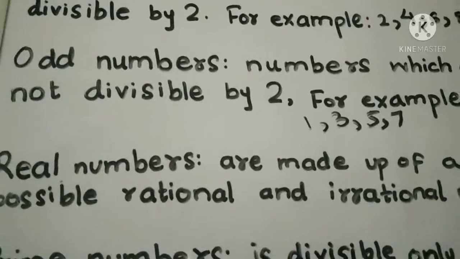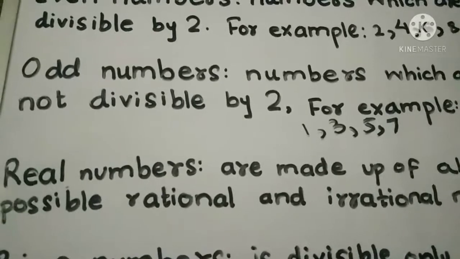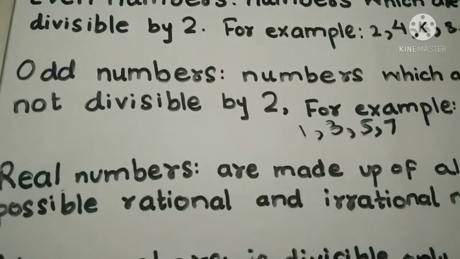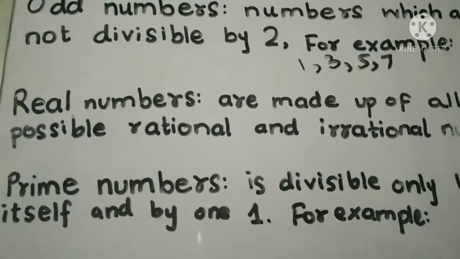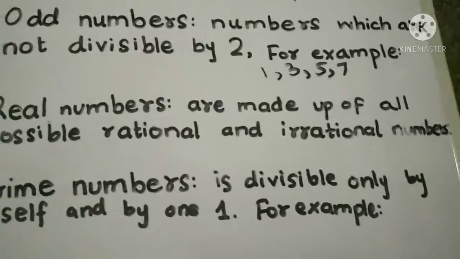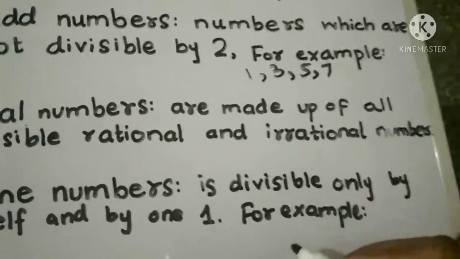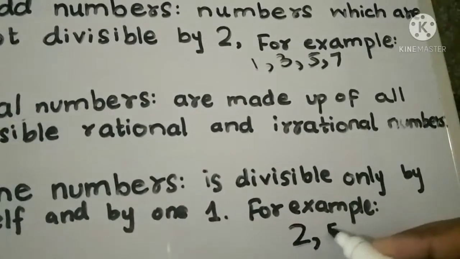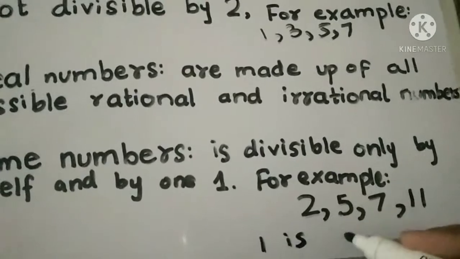Real numbers. Real numbers are made up of all possible rational and irrational numbers. And rational and irrational numbers are explained in my previous video. Prime numbers. Prime numbers are the numbers which are divisible by itself and the number 1. For example, 2, 5, 7, 11. 1 is not a prime number.